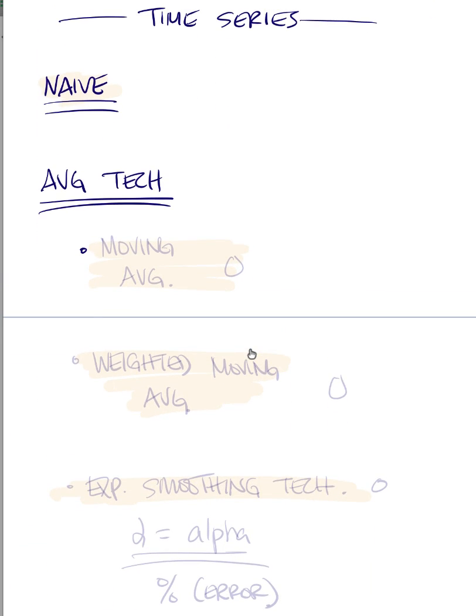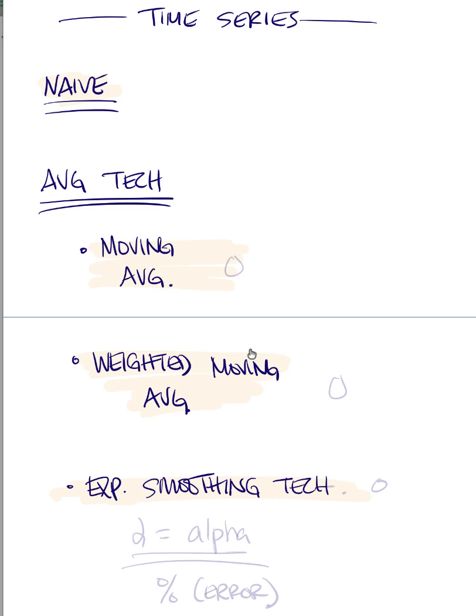The first of these techniques we talked about is the moving average technique. The second technique we talked about was the weighted average technique. And then the third one we talked about was the exponential smoothing technique.